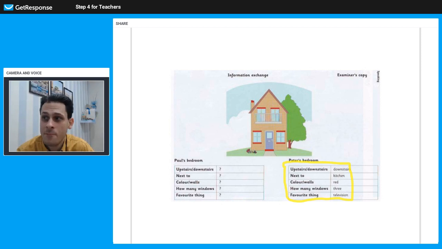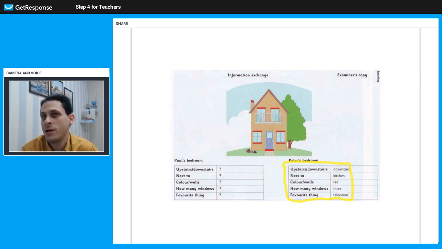Also, they should note that I'm not always going to go in order. So I could go upstairs or downstairs, something about favorite thing. And so it's not a reading exercise. It's understanding and answering correctly. Also, I would like to mention here that the questions and the answers could be in a range of verb tenses. And answering in the incorrect verb tense makes them lose half the points.